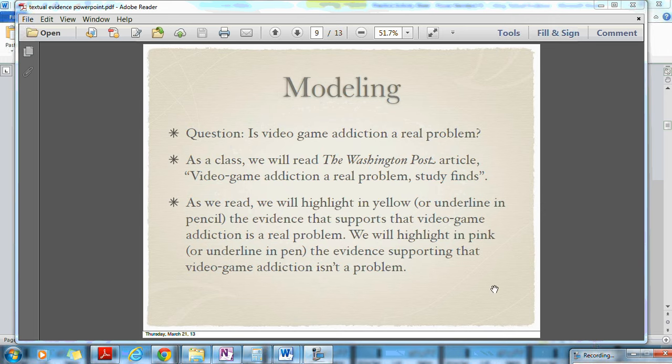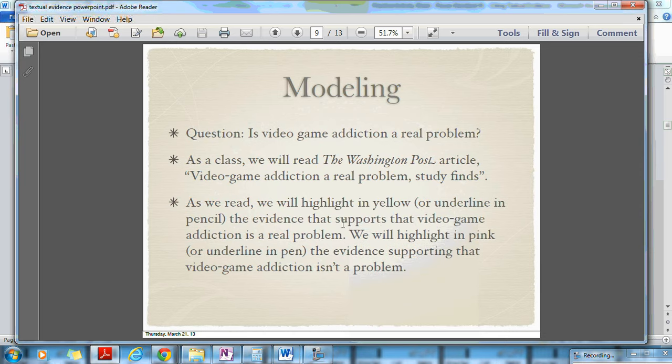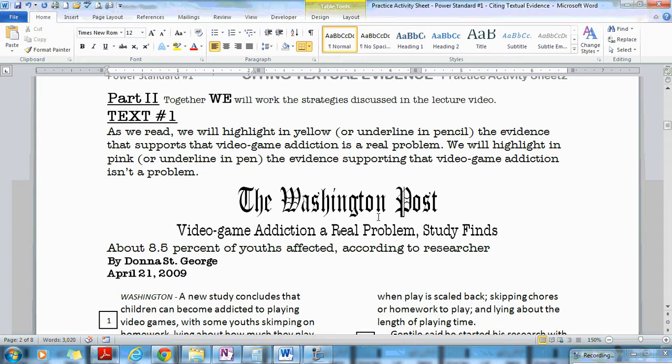As we read, we're going to highlight in yellow or underline in pencil the evidence that supports that video game addiction is a real problem. We're going to highlight in pink or underline in pen the evidence that supports video game addiction isn't a problem. So, yellow is a problem, pink not. Or pencil is a problem, pen not a problem. All right, let's go to the text.